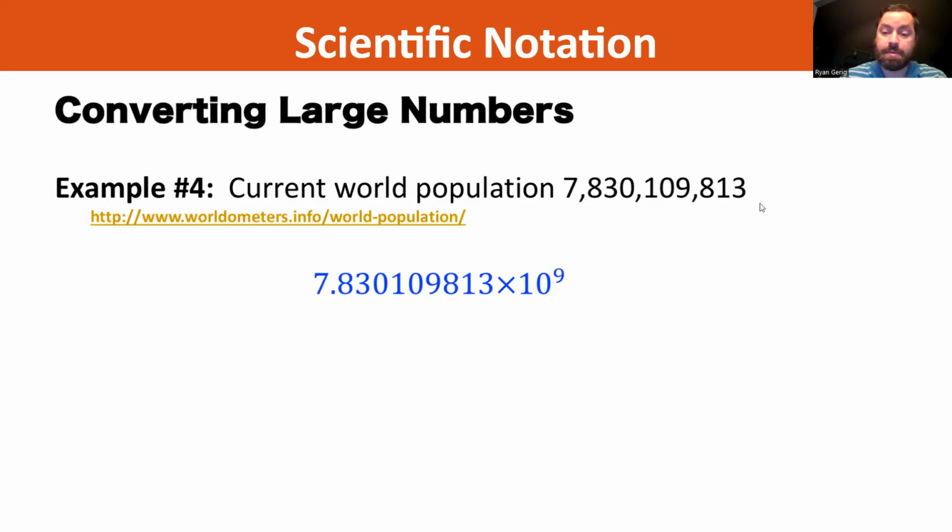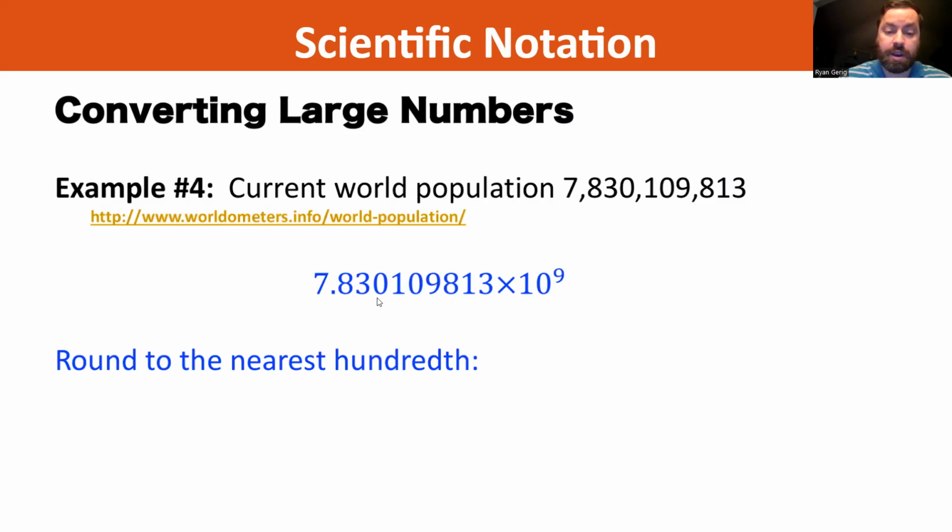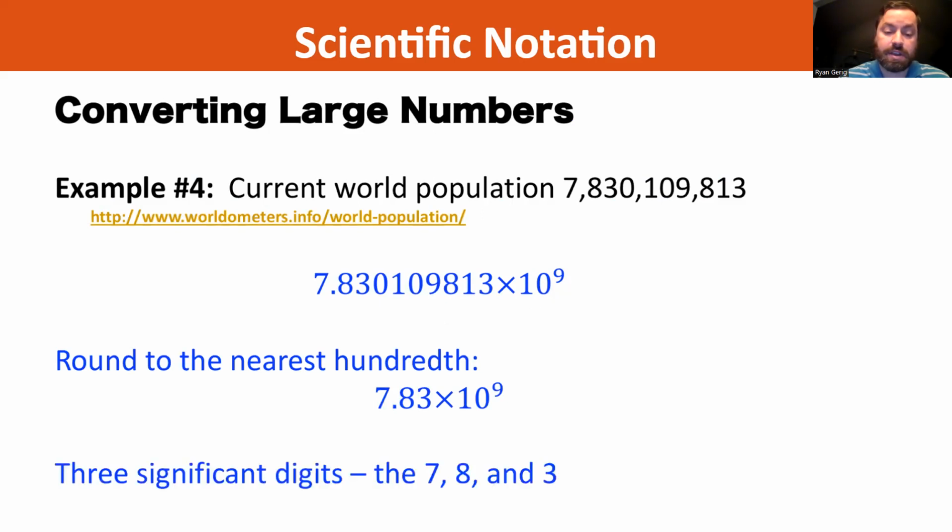Okay. Now you might be thinking, oh, I moved the decimal to the left. Shouldn't that make it negative? No, we're taking a big number, which means the exponent should be positive. And that's probably the better way of thinking of it. Don't really think about which way you're moving it. If you have a positive exponent, you have a big number. All right, so if you have a big number, your exponent should be positive. Now this is kind of nasty, so we're going to round this to the nearest hundredth. So 7.83 times 10 to the ninth. We're going to let this have 3 significant digits, the 7, the 8, and the 3.